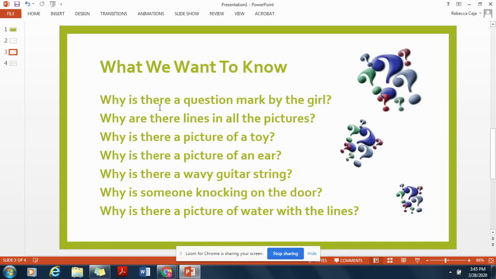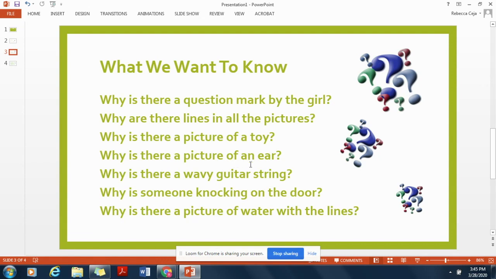But what do we want to know? Let's see, what do we want to know? We got all these question marks. Why does the girl have a question mark by her head? Why are there lines, those little lines in every part of the story? Why is there a picture of that spring toy? What's that going to show us?